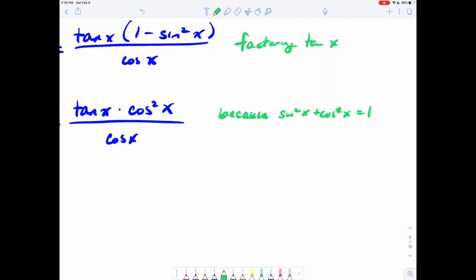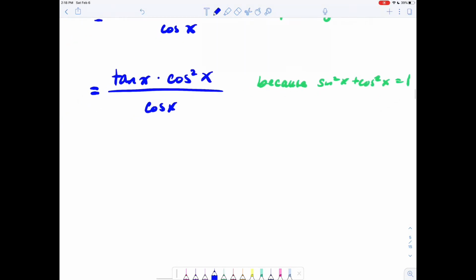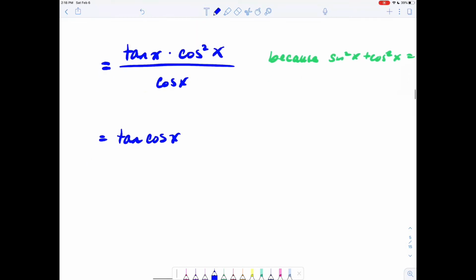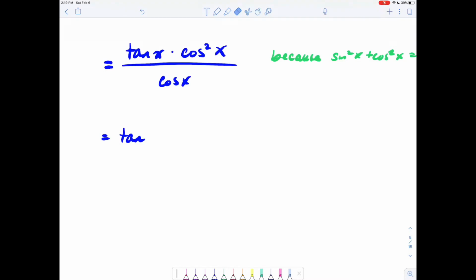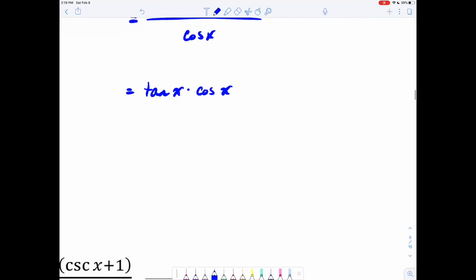This still isn't quite one trig function, but we've got cos squared x divided by cos x. So we condense it a bit more. Still not, oops. Common mistake actually, but make sure your variable stays there. So tan x times cos x. Still not one trig function. So I'm going to have to do a bit more with it. And I might consider representing tan as sine over cos.